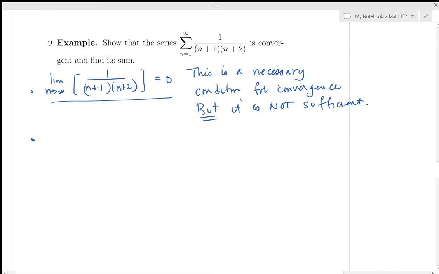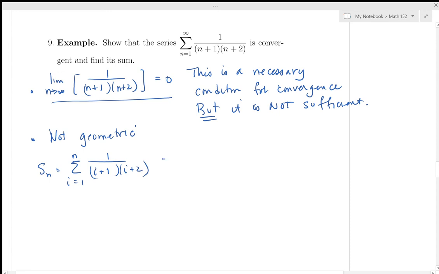So it's not geometric. That's why I'm saying that. That's the one thing we do know how to do, so that method is not going to work. So we have to do something else. We're going to go back, and we're going to take a look at the nth partial sum, see what that looks like. Okay, that's the nth partial sum.